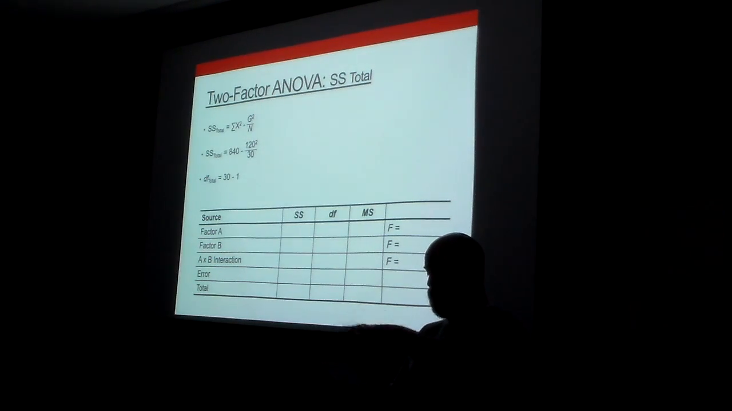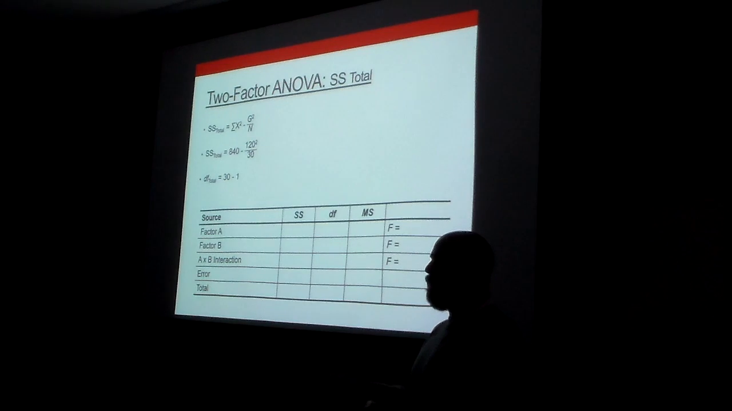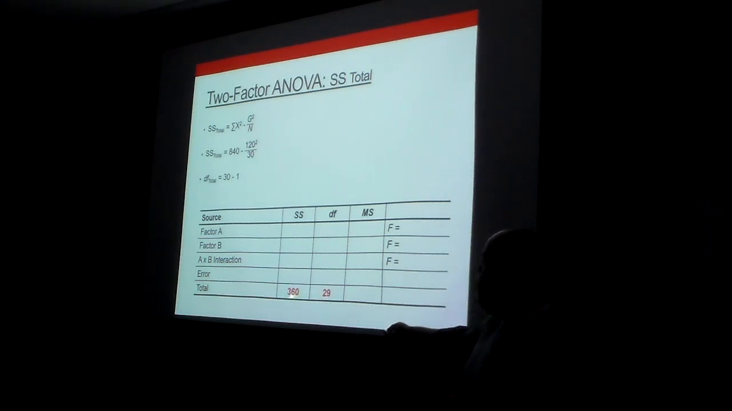Again, if we go through your handout, I summed this up for you: if you take everybody's score, square it, and add it all up, that's what you're going to get here. So we take 840 minus 120, the grand total, squared, over the total number of people in the study, which is 30. Degrees of freedom is 30 minus 1, and that gives you a sum of squares total of 360. Degrees of freedom is 29.